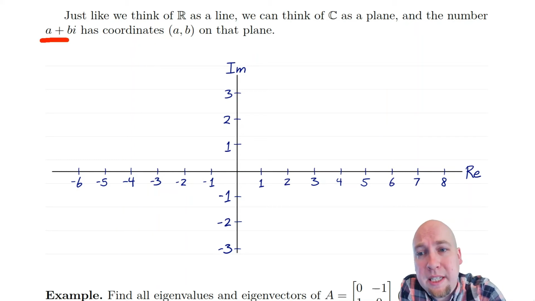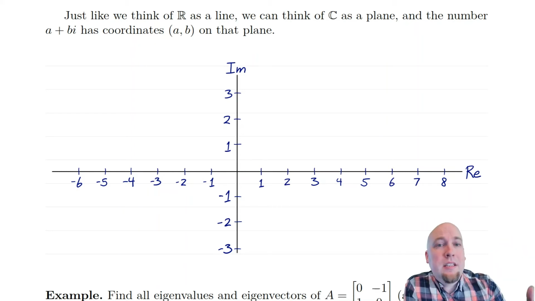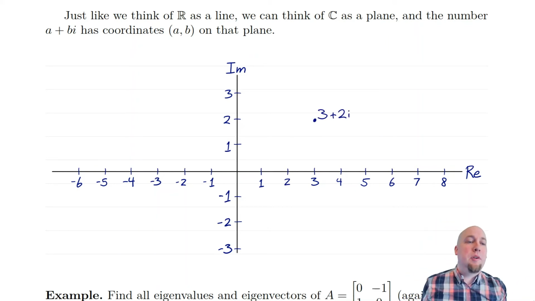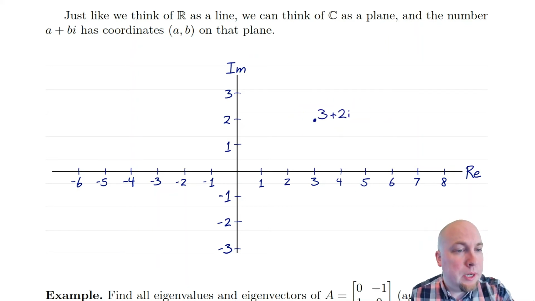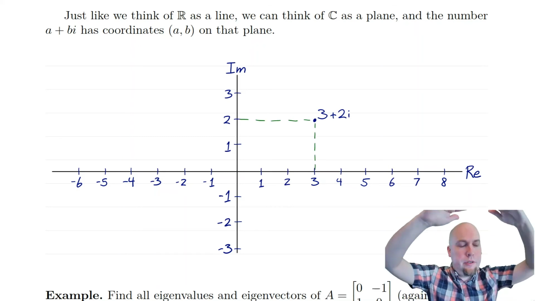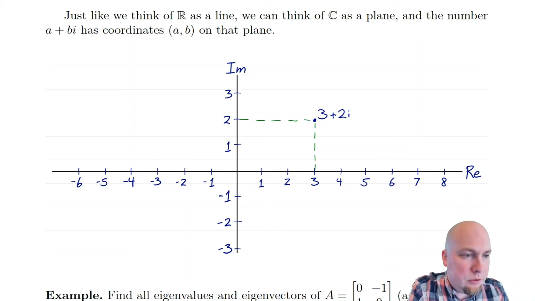We think of the complex number a plus bi as being the point with coordinates (a, b) on that plane. So for example, the complex number 3 plus 2i, we would draw at this point over here, because it's 3 units over to the right, 3 units in the real direction, and then 2 units up, 2 units in the imaginary direction.